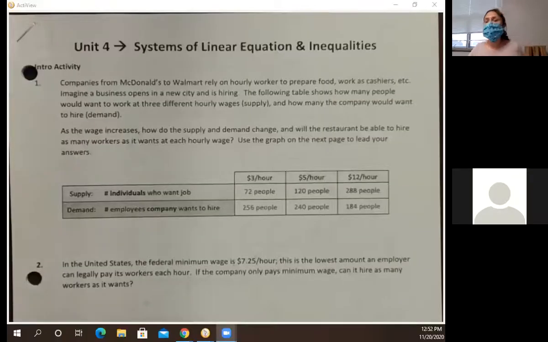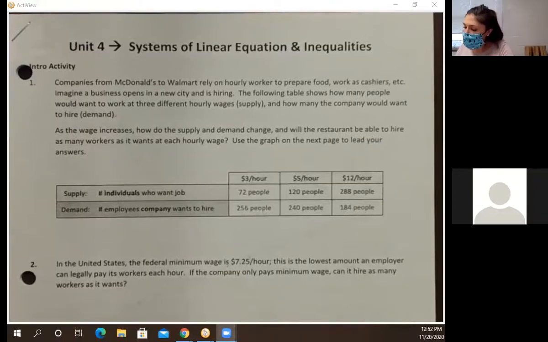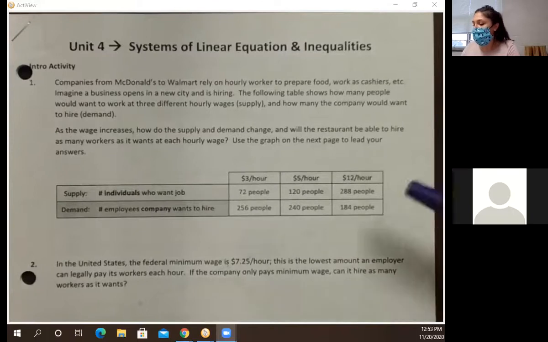So let's go ahead and take a look at our intro problem for Unit 4. Companies from McDonald's to Walmart, probably most restaurants and retail places, rely on hourly workers to make food, run cash registers, take care of inventory, all kinds of different stuff. So let's imagine that a business opens in a new city and they want to hire people.